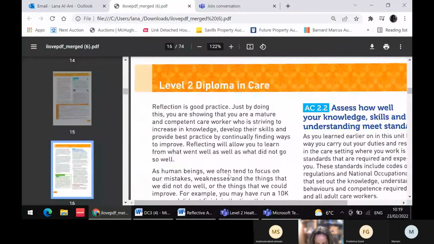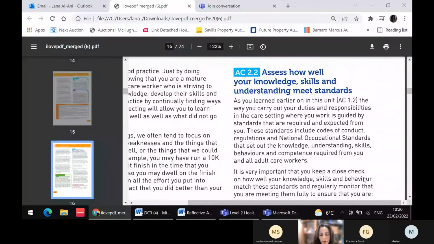Okay, so 2.2, assess how well your knowledge, skills, and understanding meet the standard. So can you assess your own knowledge and skills? What are the standards that you follow? Obviously, you follow the policy and procedure. Yes. And these have all the codes, all the things you need to do for the clients.